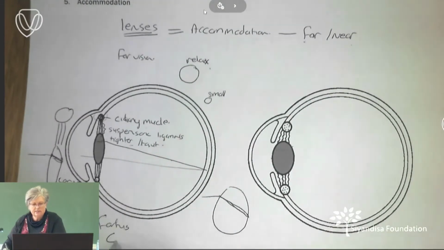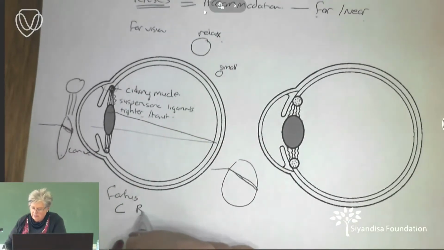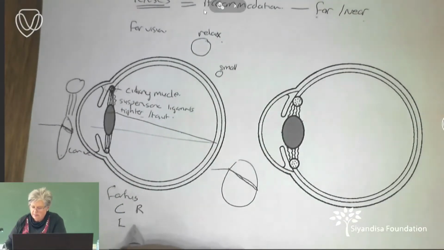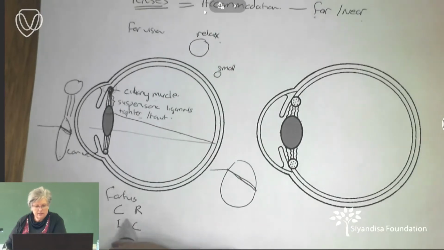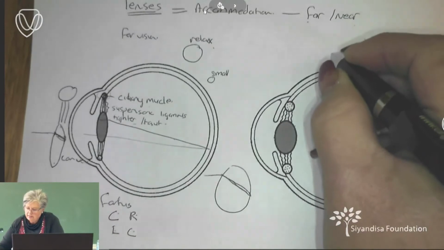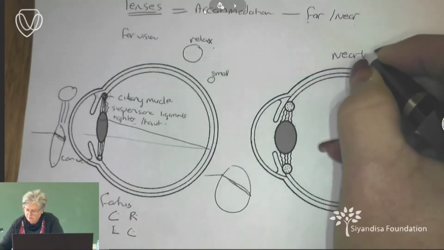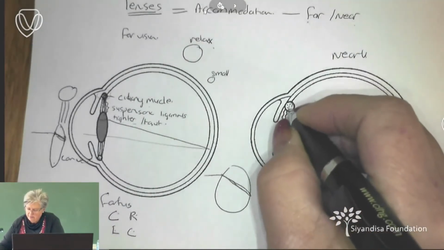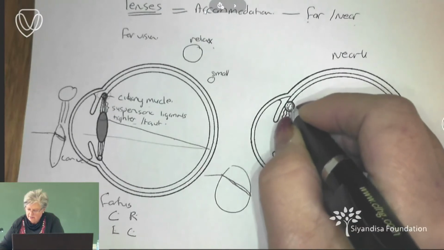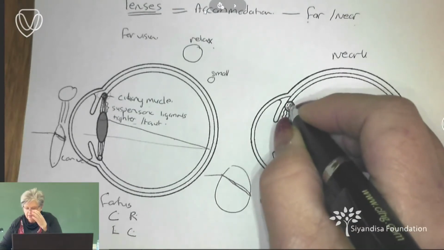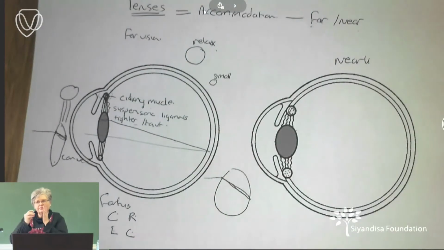So if we look at far vision, the ciliary muscle is relaxed and the ligaments are constricted. Okay, so CR and LC. When we look at nearby vision, these muscles are relaxed. Oh, so I mixed it up now.